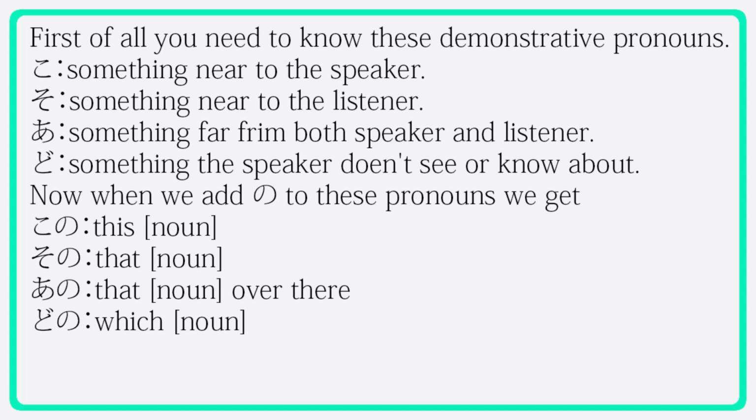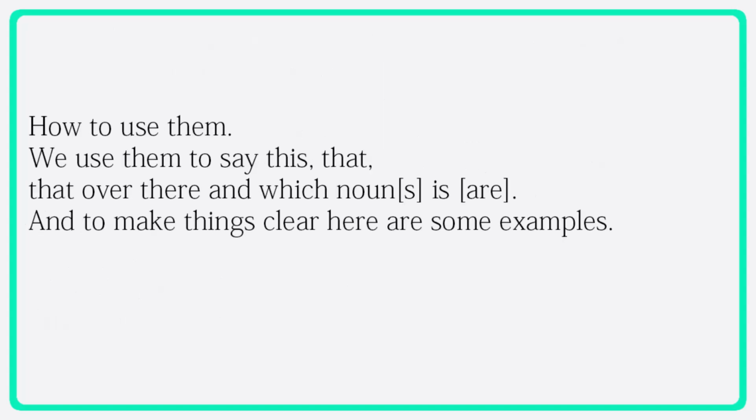Now, when we add no to these pronouns, we get kono, this noun, sono, that noun, ano, that noun over there, dono, which noun. How to use them? We use them to say this, that, that over there, and which noun, nouns, is, are. And to make things clear, here are some examples.